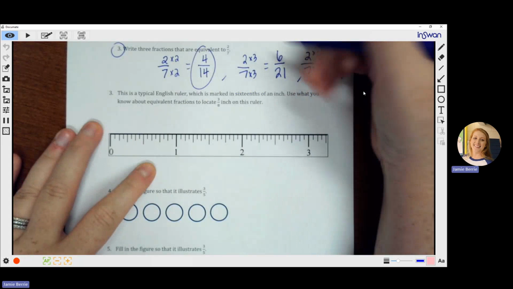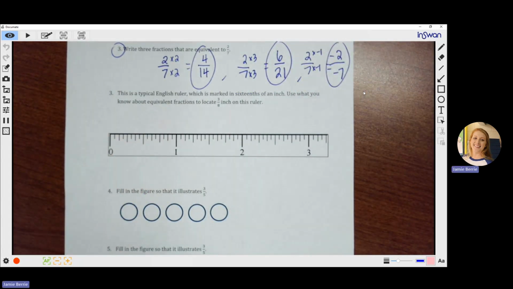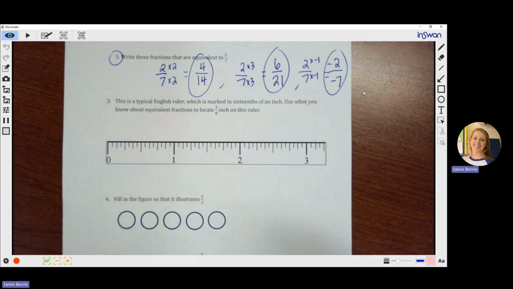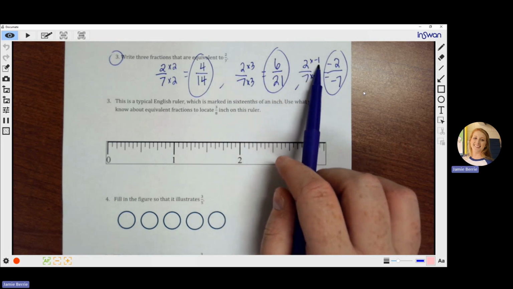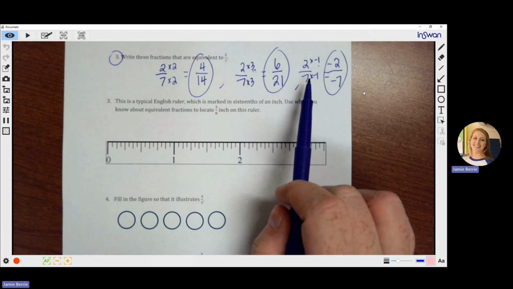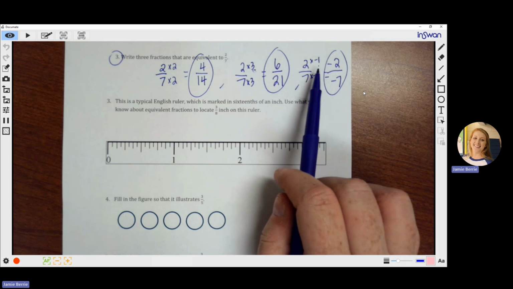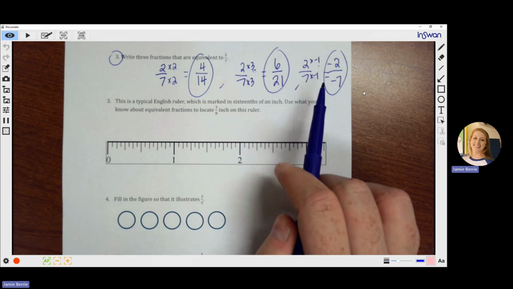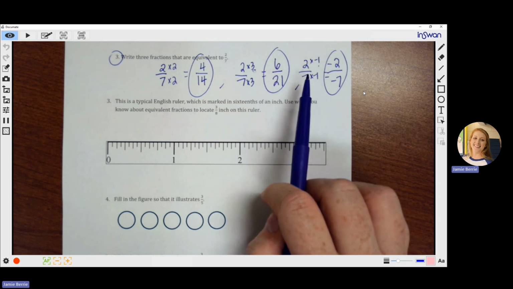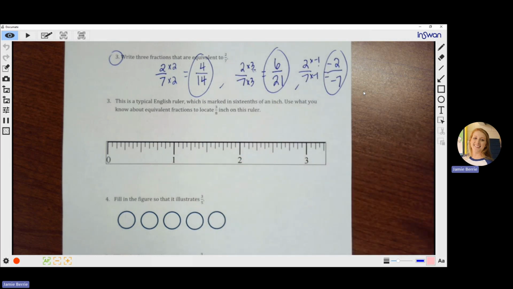So here are my three fractions that are equivalent to 2/7. You don't have to come up with these three. You can do any numbers you want here. You can do positive numbers, like I did here, or negative numbers. You don't want to do 0 because that's going to cancel out. 2 times 0 will be 0, and 0/0 doesn't make sense. You can't divide by 0. But you can multiply by any positive or negative whole number to come up with these multiples.